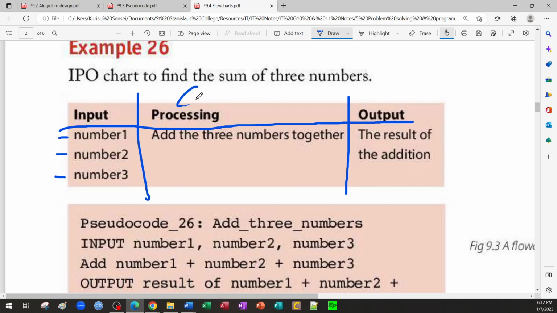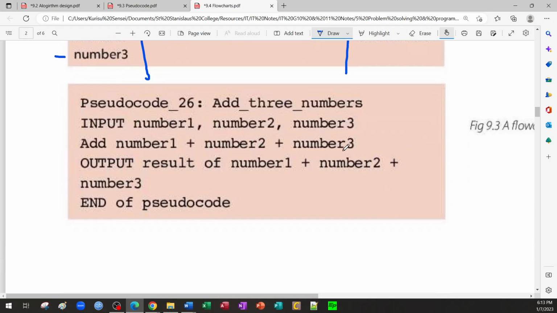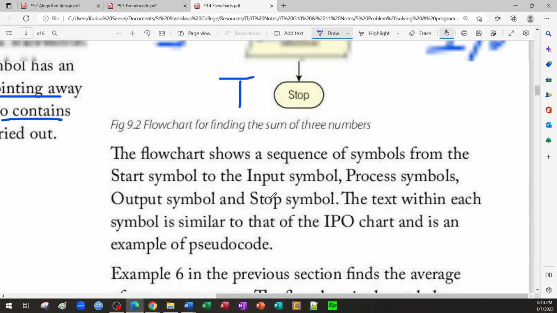Under the processing, remember processing is basically calculation. You are adding the 3 numbers together. And in your output, you are outputting the result of the addition. So this here is the pseudocode. If you guys can remember, that's our title. This is our first step. We put 3 numbers into the 3 variables. The second step, we add the 3 numbers together. The third step, we output the result of the addition, and then we end our pseudocode. All that we covered in the previous chapter.